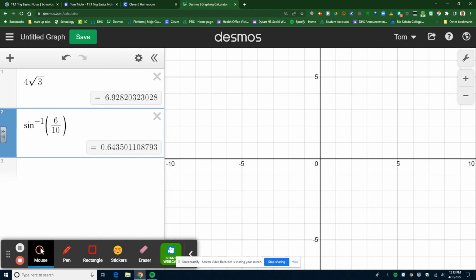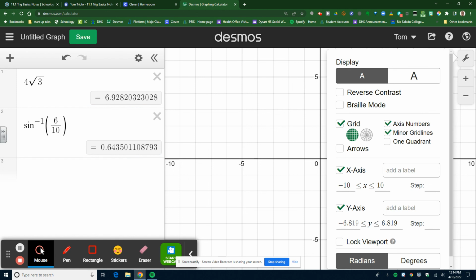And here is where you have to start thinking. That looks really small, doesn't it? Because that is not the right answer for the angle measured in degrees. We haven't learned about radians yet, but we will soon. But the default mode for Desmos is in radians. So you simply select that, change this over to degrees, and there I got it.